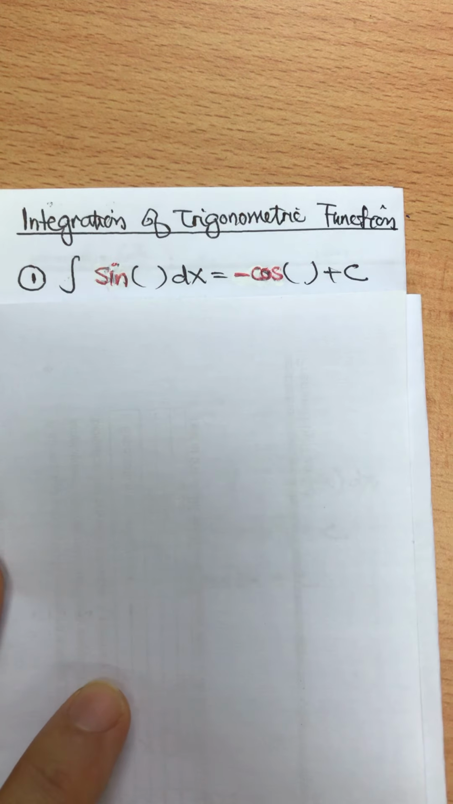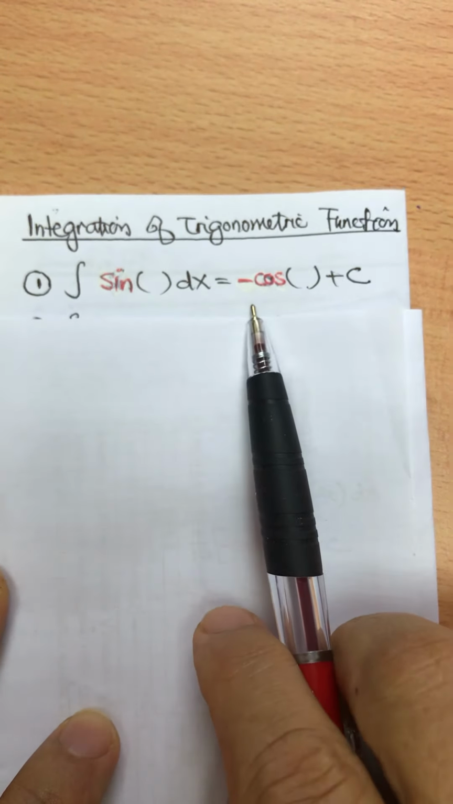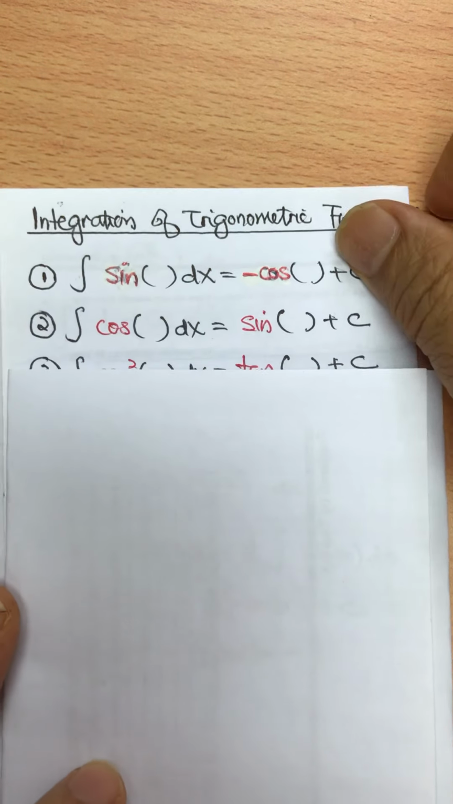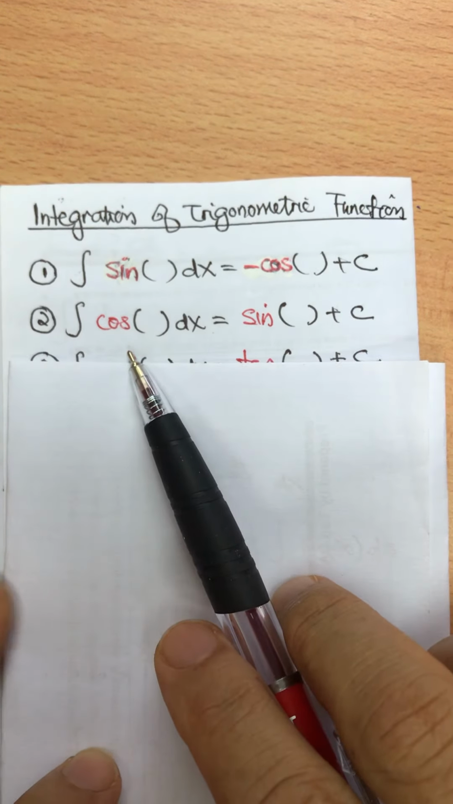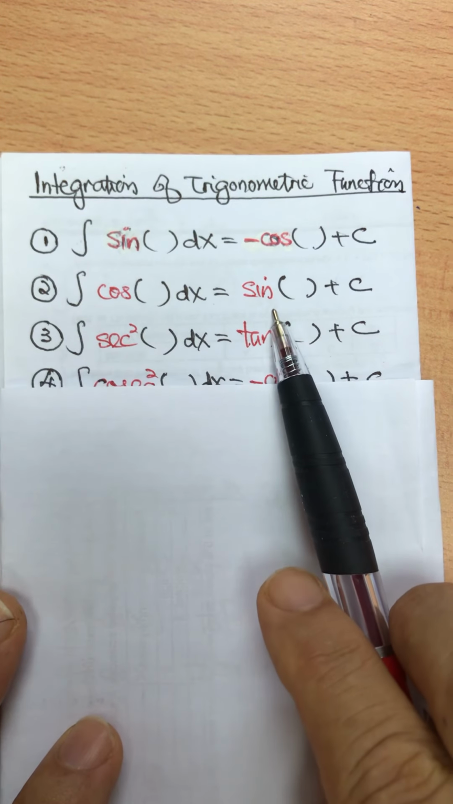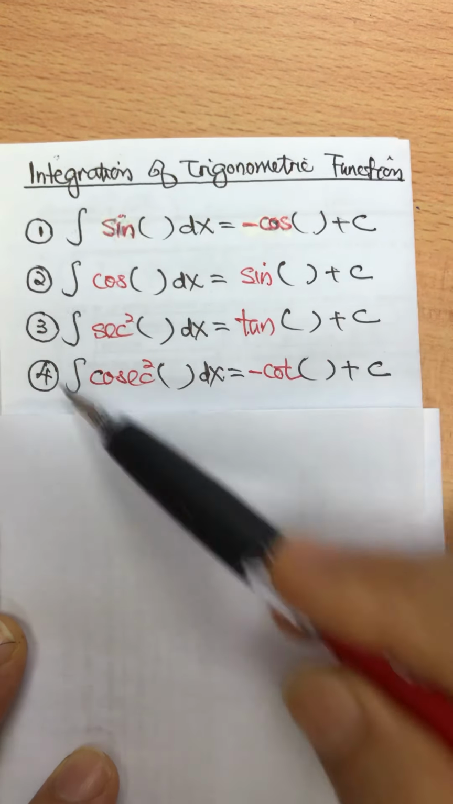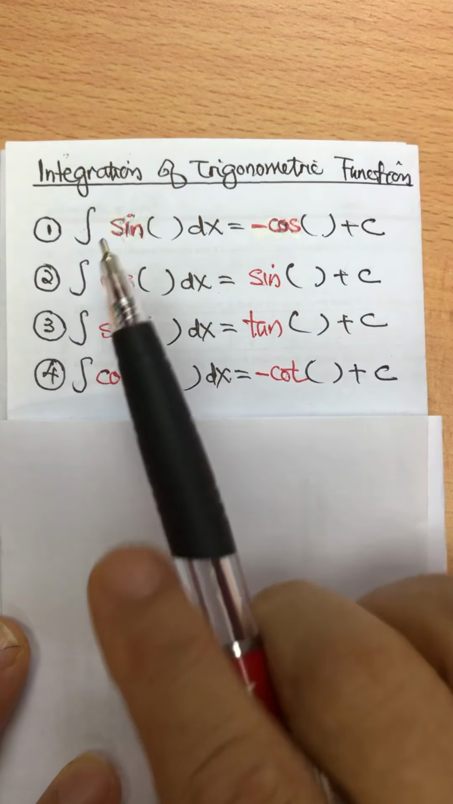Okay, today we are going to know more on integration of trigonometric functions. This one you memorize. Integrate cos, you have sine. Secant square, you have tangent. Cosecant square, you have negative cotangent. So only these four for trigonometric. So this one you memorize.